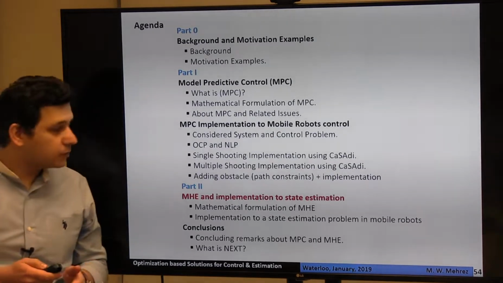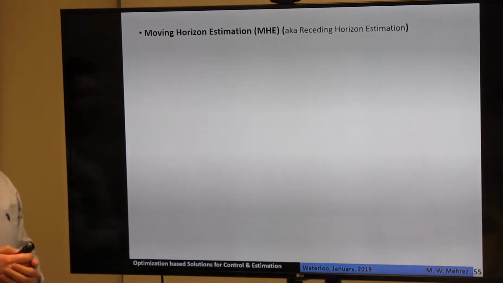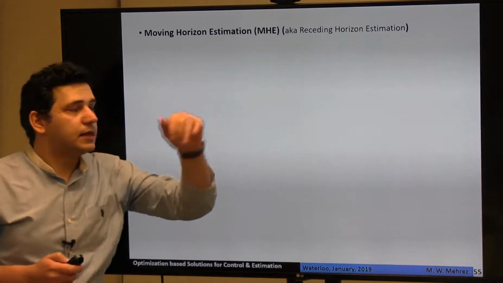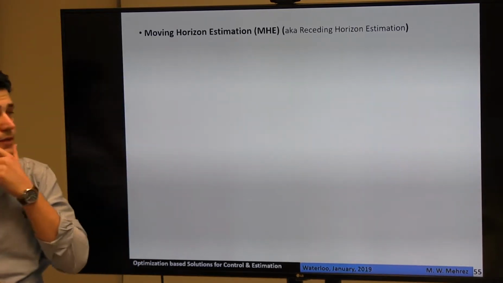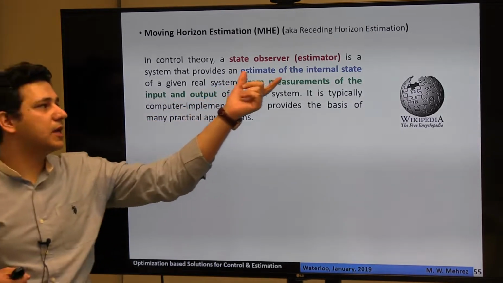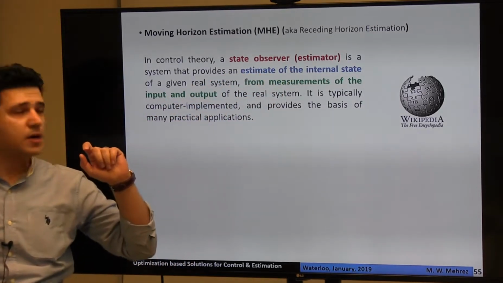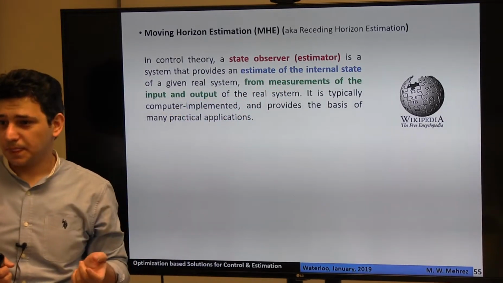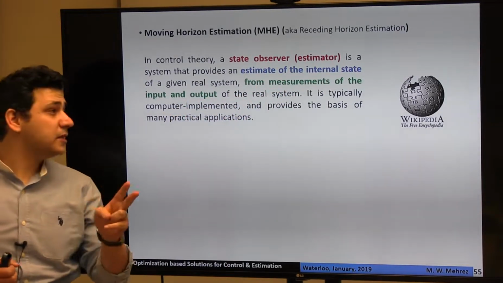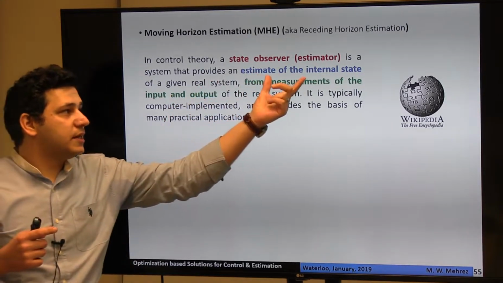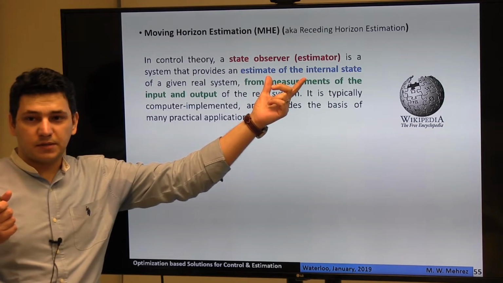Okay, so let's go ahead and look at what we have in MHE. MHE is a moving horizon state estimator. That's also known as receding horizon estimation, right? And state estimation in general means that we would like to estimate the internal state of a system from the measurements of the input and output to that system, right? So here we basically would like to do two things. Estimate the internal state of the system, that's one thing.